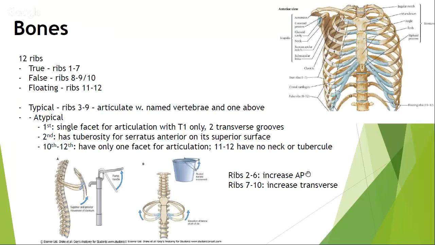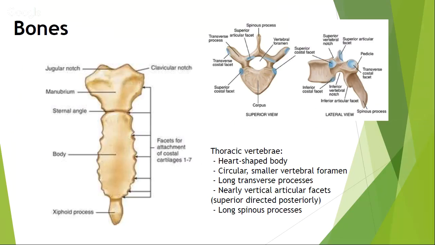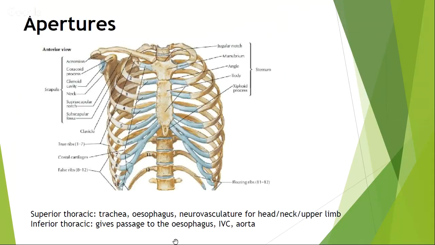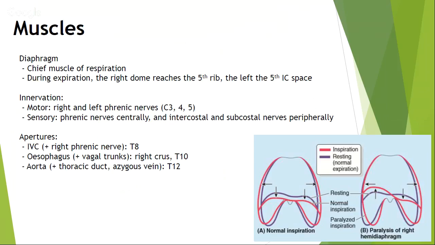Ribs 2 to 6 increase the anterior-posterior diameter of the thorax in respiration, and 7 to 10 increase the transverse diameter. The rest of the bones, you've got your thoracic vertebrae, so heart-shaped body, long spinous process, and then the sternum, so manubrium, body, and xiphoid process. Apertures, you've got the superior thoracic aperture, which is also the thoracic inlet. It gets a bit confusing because it's where you have thoracic outlet syndrome, but it's technically the inlet. And then the inferior thoracic aperture, and they just give passage to the neurovasculature and viscera moving up and down.